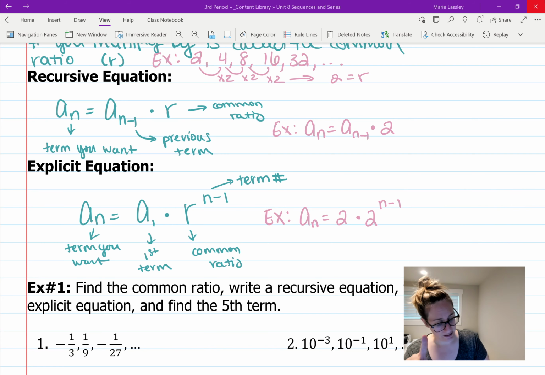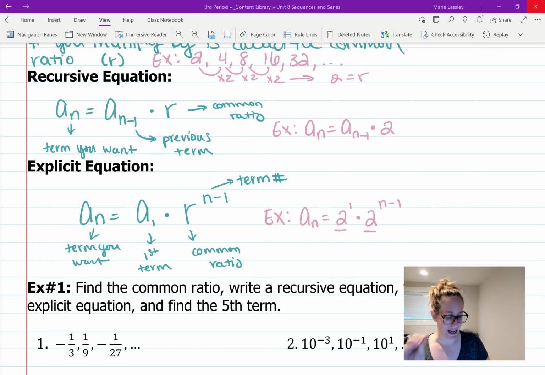Now, because this shares a base number, if you want to get fancy, if you are multiplying by something that has the same base, then you add the exponents, right? So if you have x squared times x to the third, you would get x to the fifth. Well, this is the same kind of deal. So this 2 would be to the power of 1, and the other one is to the power of n minus 1.